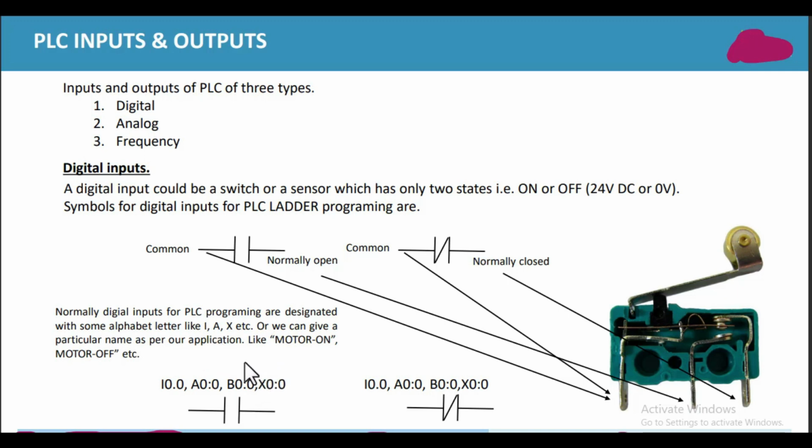In case of Mitsubishi, we represent the input with X. In case of Siemens, we represent the input with I. And in other cases, we also designate with a different name and letter. And the outputs are also designated with different letters in different PLCs.